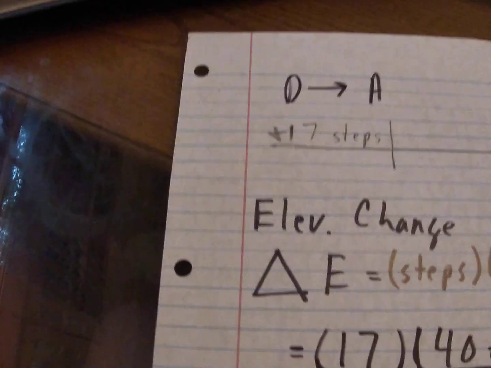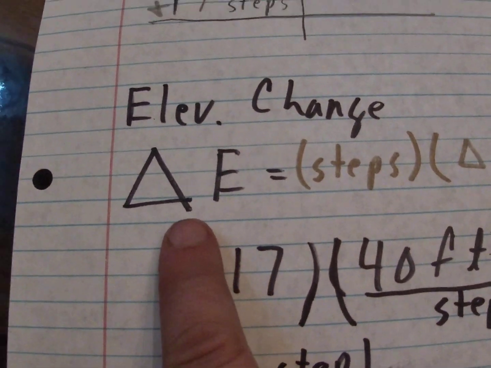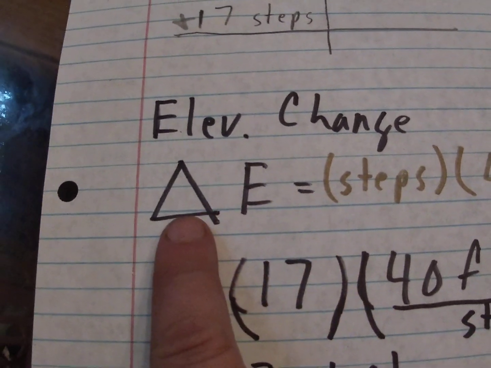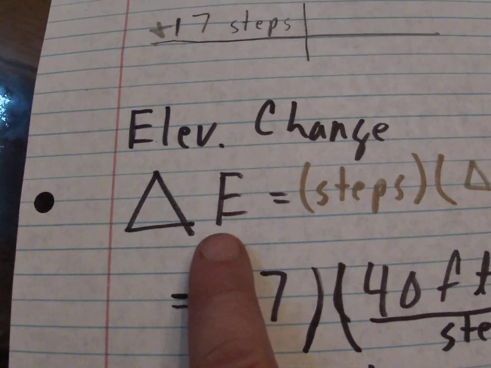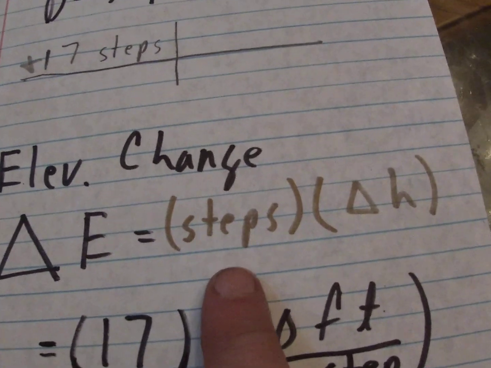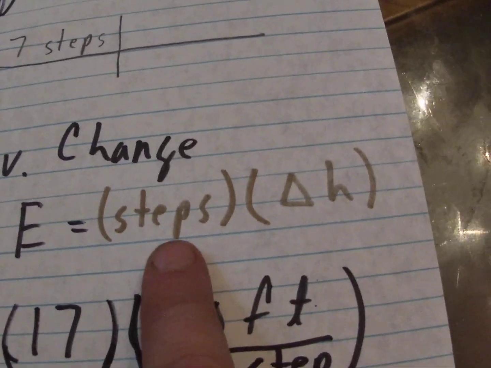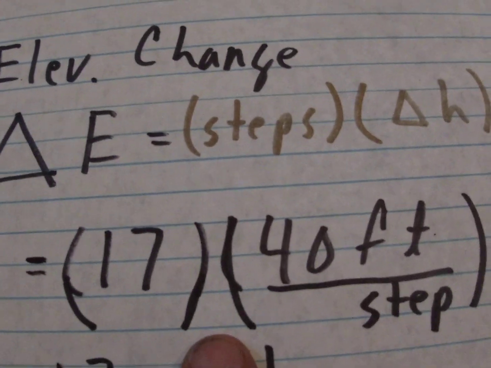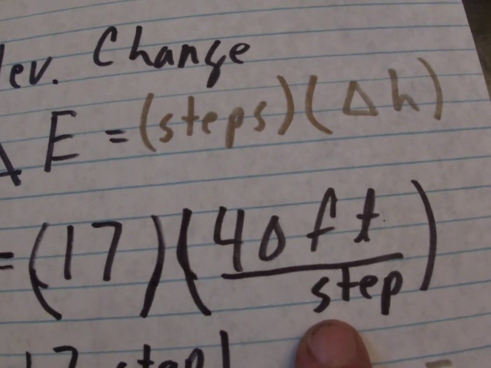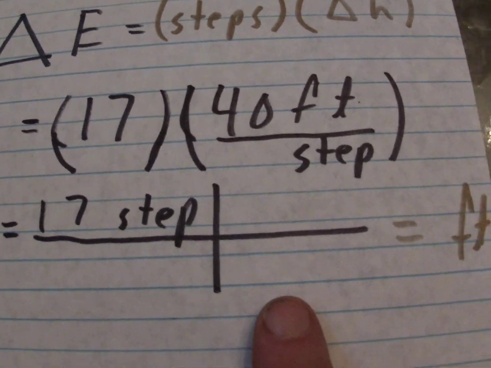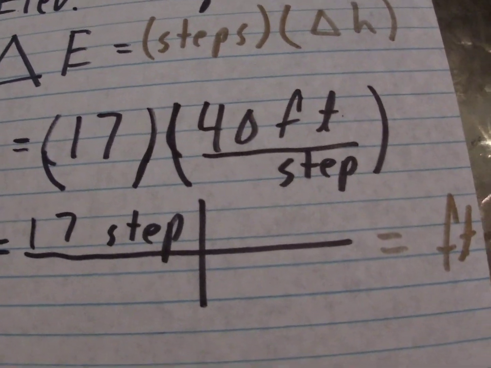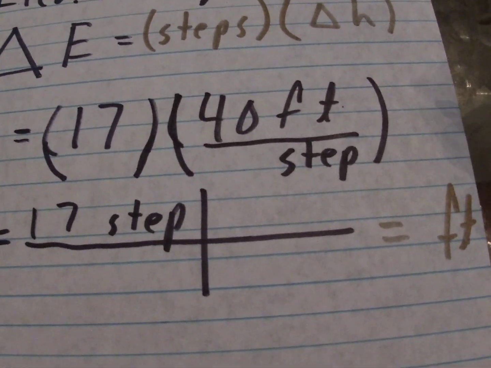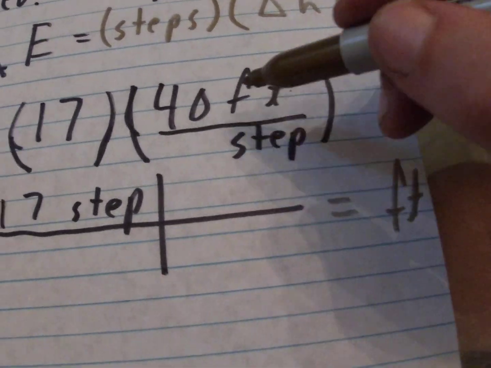Okay, the next thing is I wrote out a formula. Change in elevation. Notice I wanted to do delta again. Delta E, and I came up with a formula, and I showed it here. Steps is delta H, and then I wrote it down this way. But then I got to thinking, well, how very unclever of me. I should have been doing the bracket system.